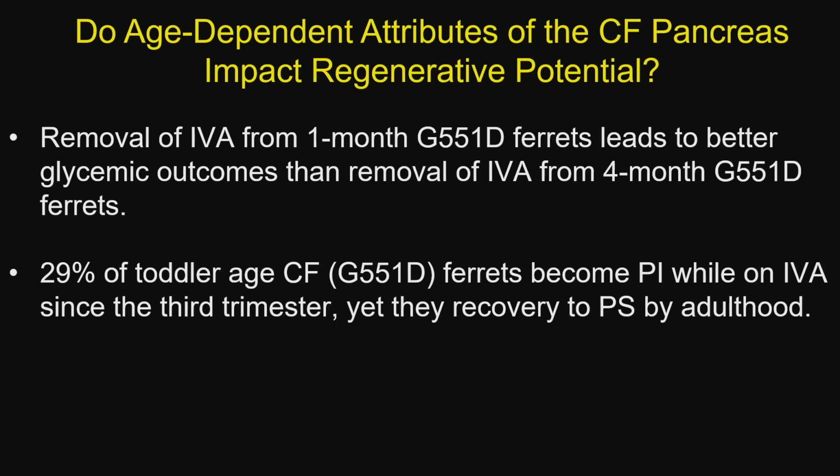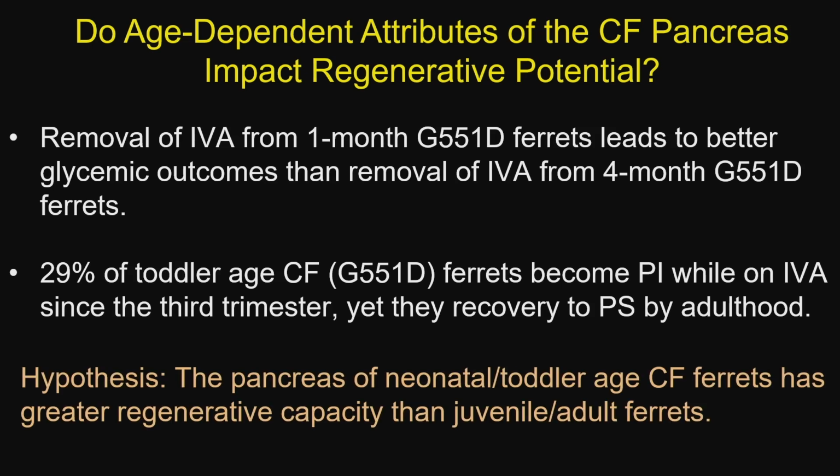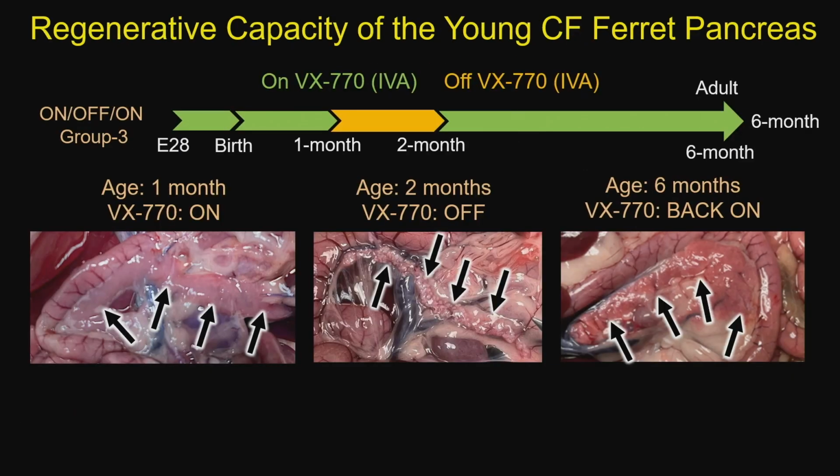So removal of VX770 after 1 month in G551D ferrets leads to better glycemic outcomes than if they come off at 4 months. And 29% of CF ferrets at that age, toddler age, become pancreatic insufficient, but they're rescued later in life. So we hypothesize that the pancreas of these neonatal toddler CF ferrets has a greater regenerative capacity than the juvenile or adult ferret pancreas.